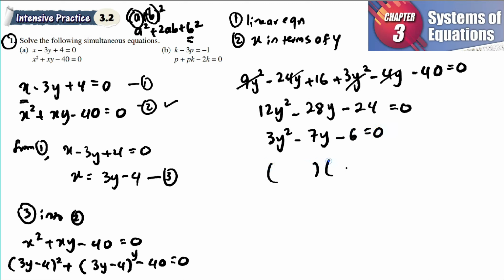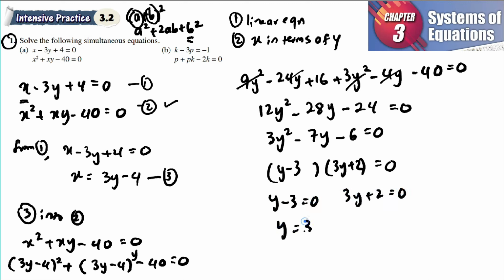Now you can factorize. You can either factorize or use the formula, but I think using factorization is easier. You can just use your calculator. So you get y minus 3, 3y plus 2, where y minus 3 is equal to 0, 3y plus 2 is equal to 0. y is equal to 3, and here 3y plus 2 is equal to 0, 3y is equal to negative 2, y is equal to negative 2 over 3. Now when you get the value of y, you can substitute back inside equation 3 to get the value of x.